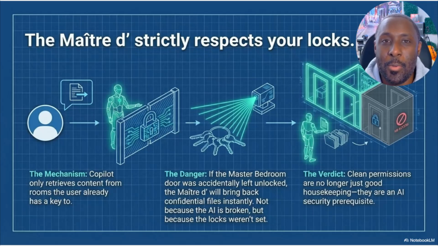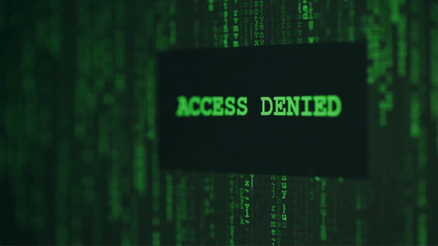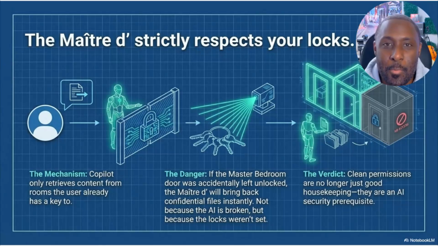But here's the critical thing. The maitre d' only brings back what you are authorized to see. It respects every lock, every permission, every door you've set. The problem is, it also respects every door you forgot to lock. If oversharing has occurred, if someone has access to the master bedroom they shouldn't have, Copilot will retrieve those files instantly. Not because the AI is broken, because the locks weren't set.